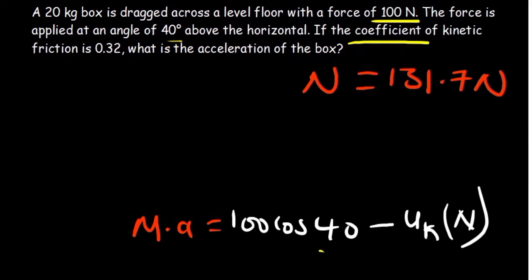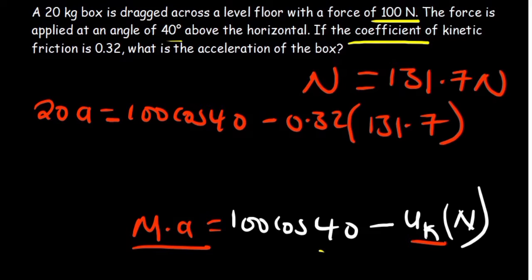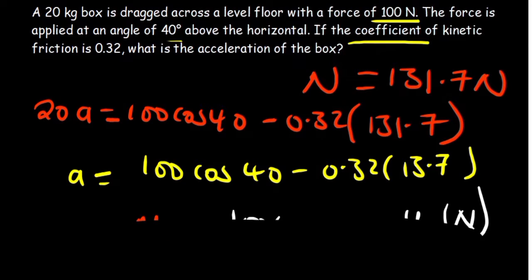So that is our normal force. For our mass, it is 20. We have 100 cos 40. Our coefficient of friction is 0.32, and our normal force is 131.7. So our acceleration is going to be given as 100 cos 40 minus 0.32 multiplied by 131.7, divided by 20.